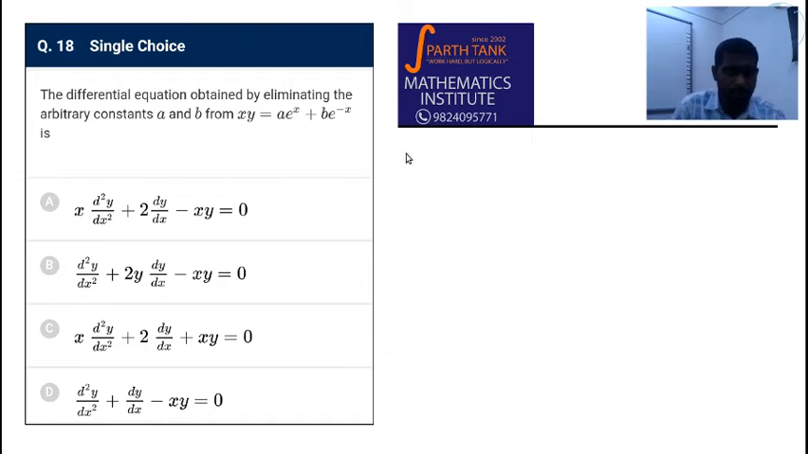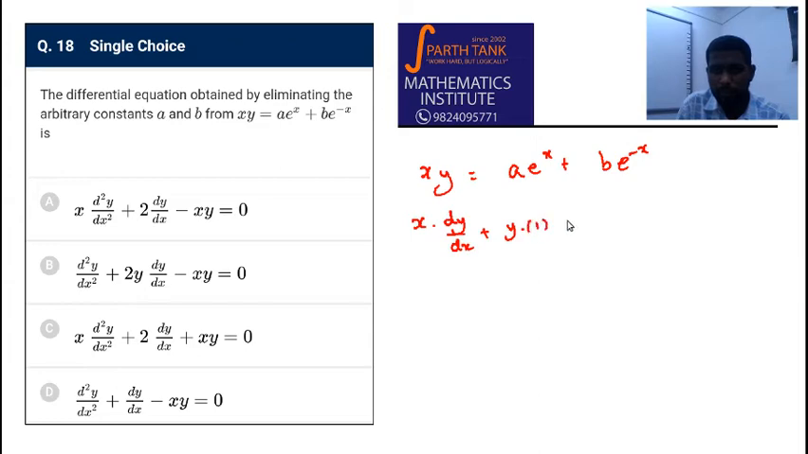Question number 18. The differential equation obtained by eliminating the arbitrary constants a and b from xy is equal to a e power x plus b e power minus x is. This is a fairly straightforward problem. You should get a second order differential equation because there are two arbitrary constants. So differentiate this twice. First time if I differentiate, x into dy by dx plus y into x becomes 1, is a e power x minus b e power minus x because of the minus x.